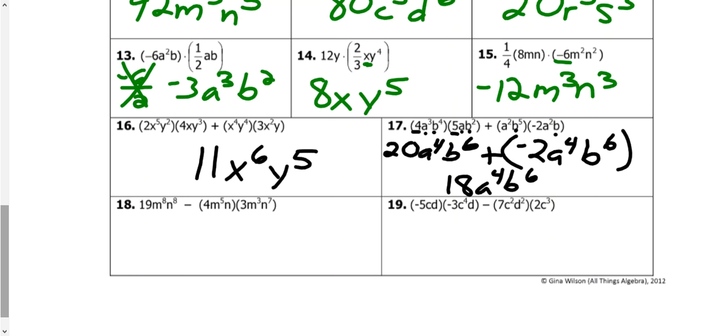Go ahead and pause the video right here to try number 18 and 19 on your own. When you are done, unpause it and check your answer. There are the answers for 18 and 19. Certainly, as I said before, if you have questions, if you didn't get the right answer, come see me in class and ask questions for clarification. Otherwise, that completes our lesson 2 on multiplying monomials.